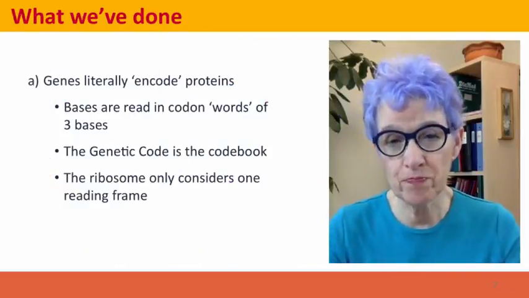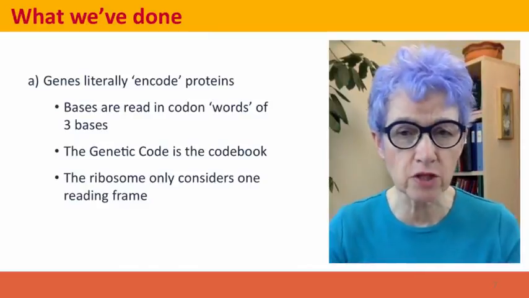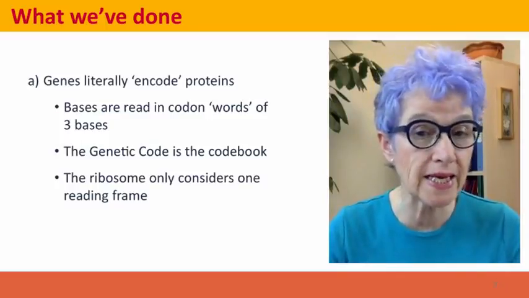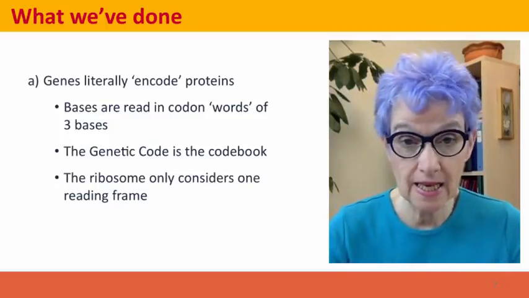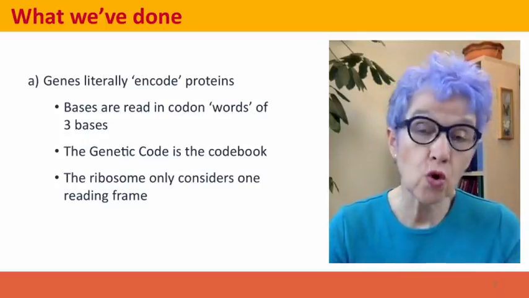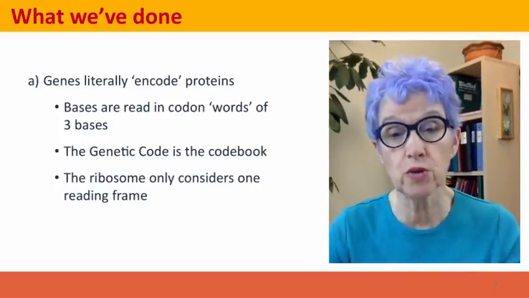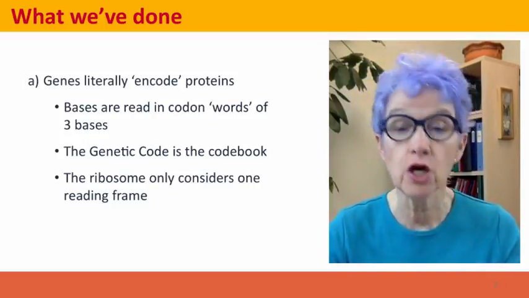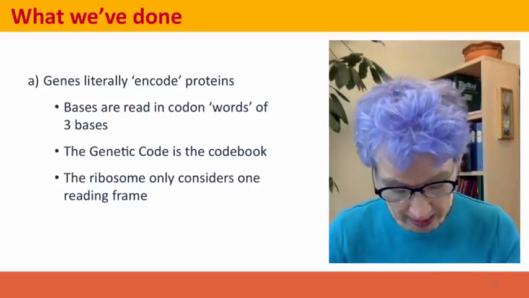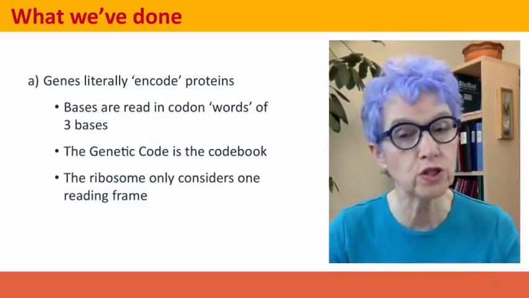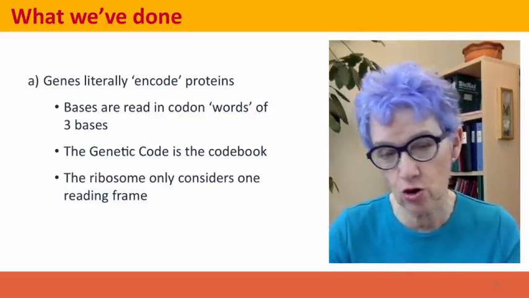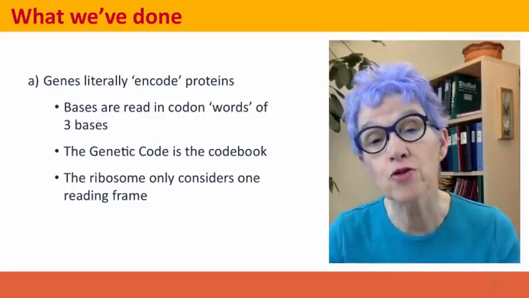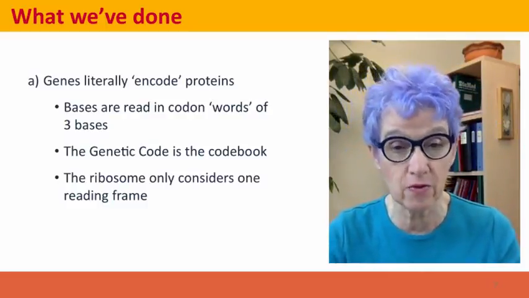So what we've done, we've talked very much in the language of information. We talk about coding, we talk about reading, we talk about translating. Codons are words. So really, literally, genes do encode proteins, going from one language, the language of nucleotides, to the language of amino acids. And the code is read in words that are groups of 3 bases. It's as if in our language all the words were 3 letters long. The genetic code is the code book that translates the language.